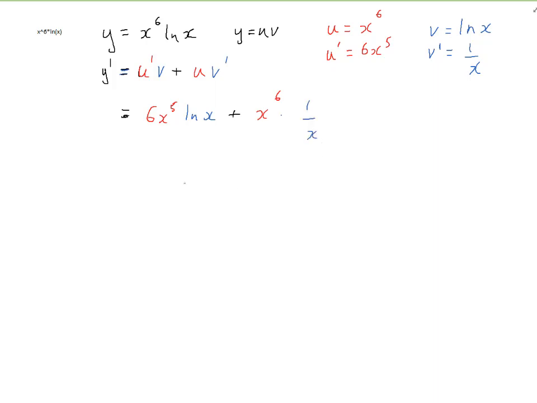Now I'll switch back to the same colour for all of these. This is finished, now we can just simplify. So it's 6x to the power 5 log x plus x to the power 6 over x is x to the power 5. Okay, you could factorise out the x to the power 5 if you want. This is x to the power 5 in brackets 6 log x plus 1.